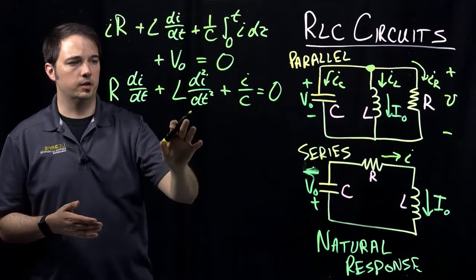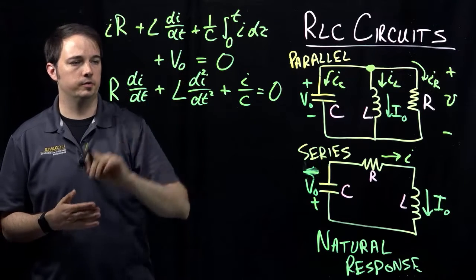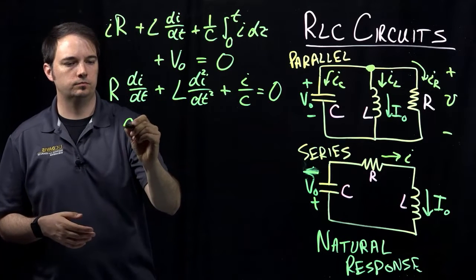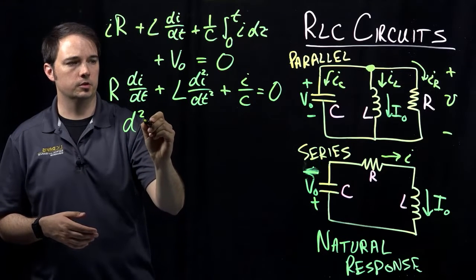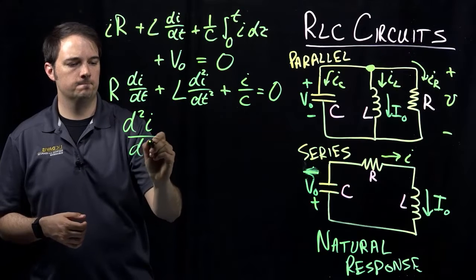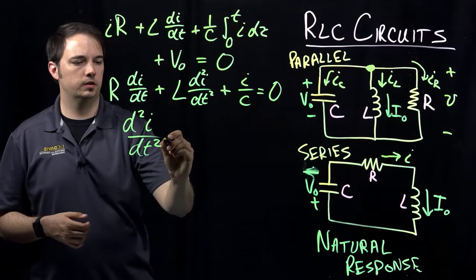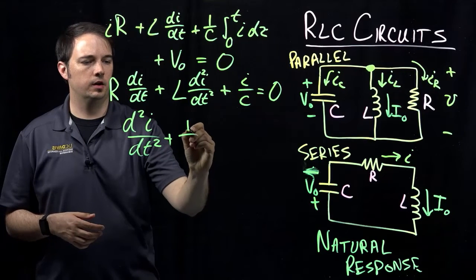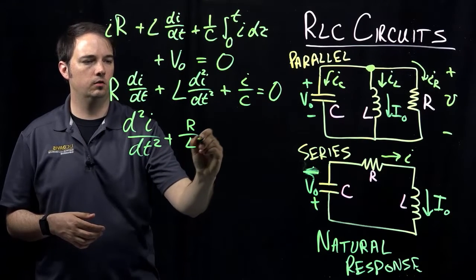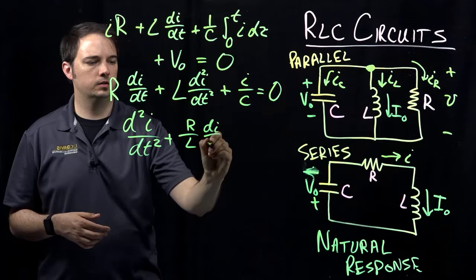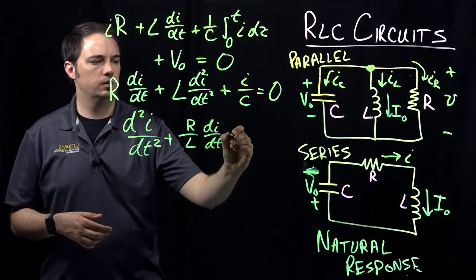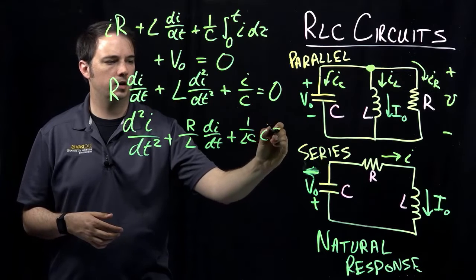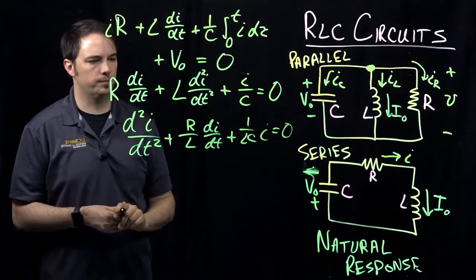I'm going to do a little bit of cleanup. Again, I want to isolate the second derivative term. So in this case, I'm going to divide by the inductance L, and then rearrange the terms that we have here. Okay, that's my second derivative term, first derivative term here. So now I have R over L times di/dt, plus 1 over LC times the current I equal to 0 here, okay?